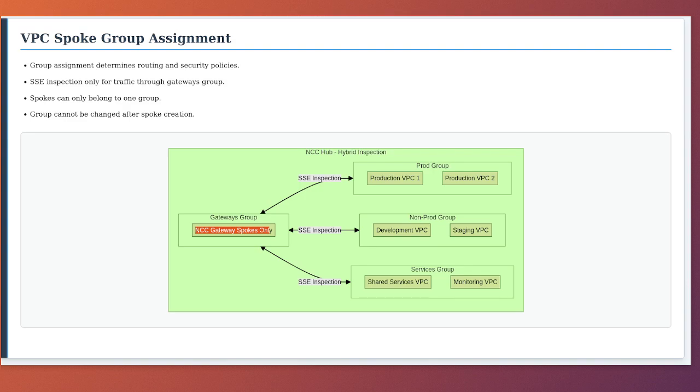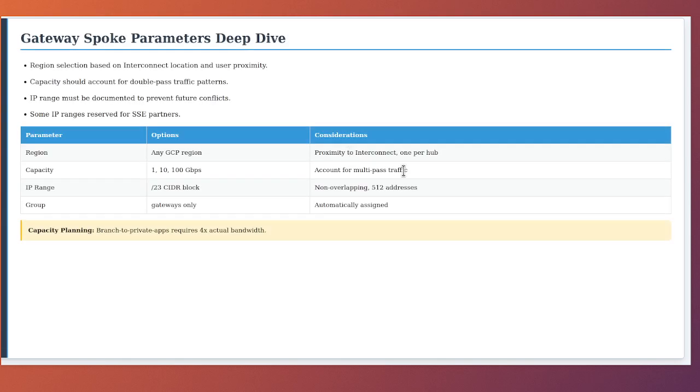A spoke can only belong to one group, and you cannot change the group assignment after spoke creation. If you need to move a VPC to a different group, you must delete the spoke and recreate it with the new group assignment.